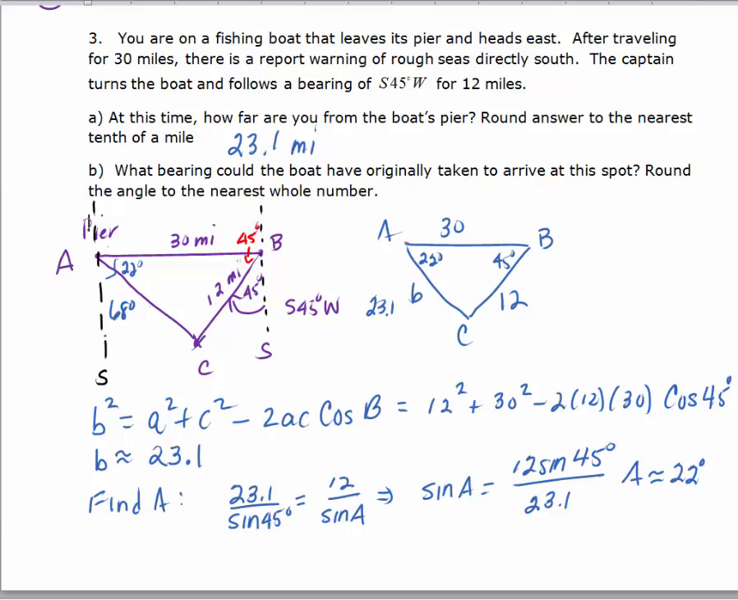So from the south, our bearing of where we are now, from the pier to the boat, is going to be south 68 degrees east. So part B, the answer: south 68 degrees east.